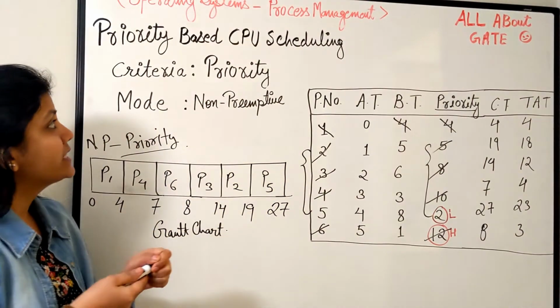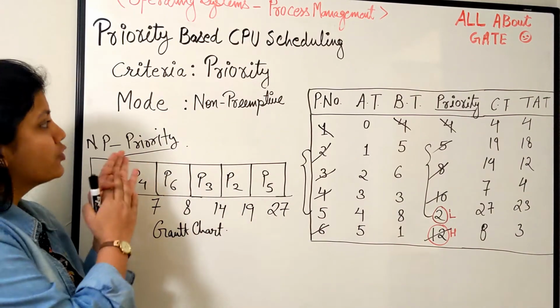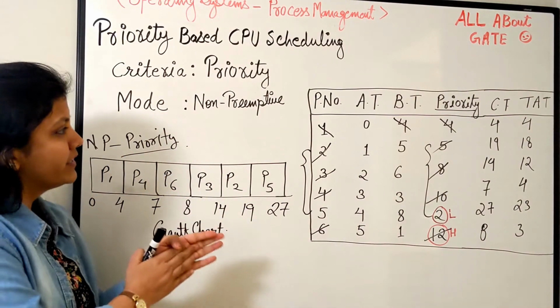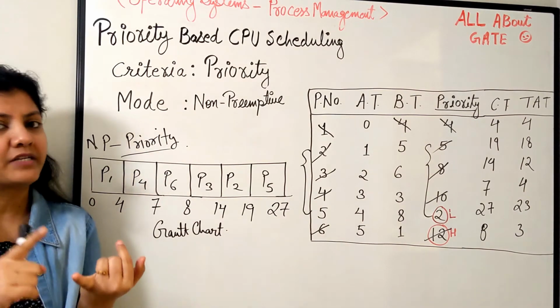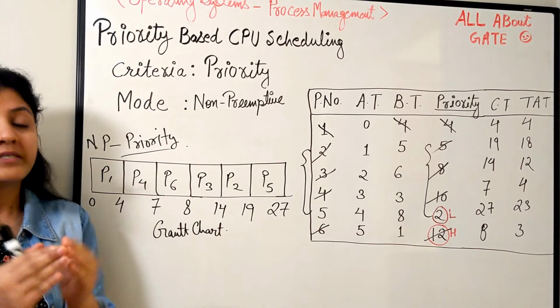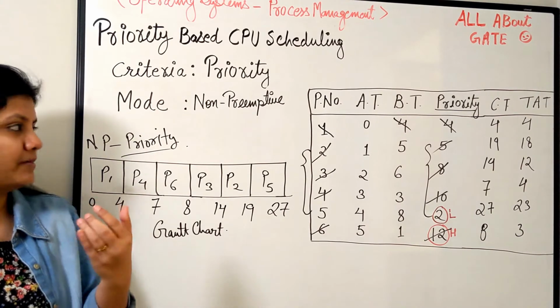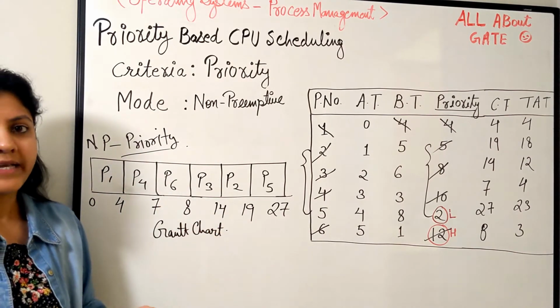So yeah, this is the priority based CPU scheduling algorithm. We did the non-preemptive mode, and it's quite easy. And I have observed that in the previous year GATE questions, after SRTF and round robin, priority based scheduling algorithm is one thing which is asked the most number of times. So yes, it's quite expected that this algorithm is asked in the exams.